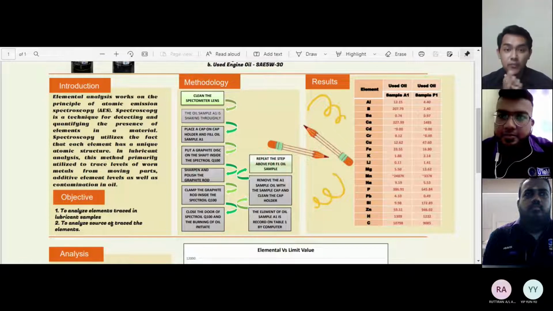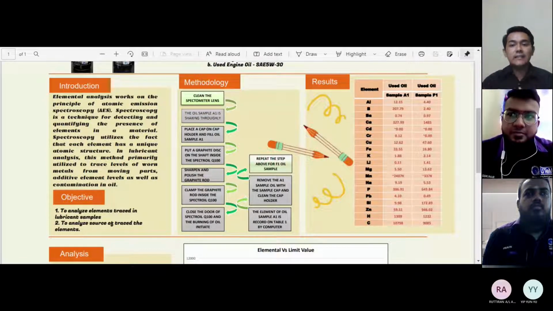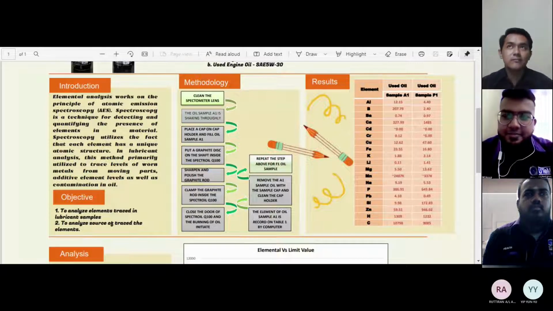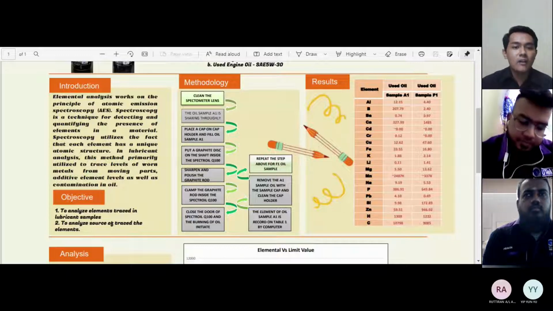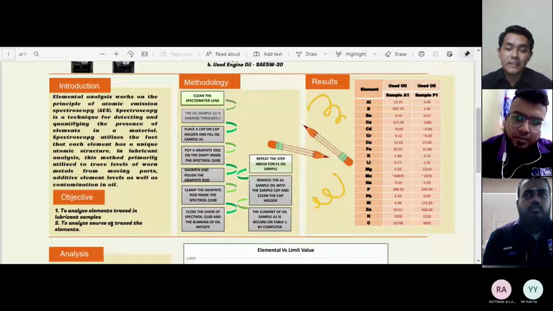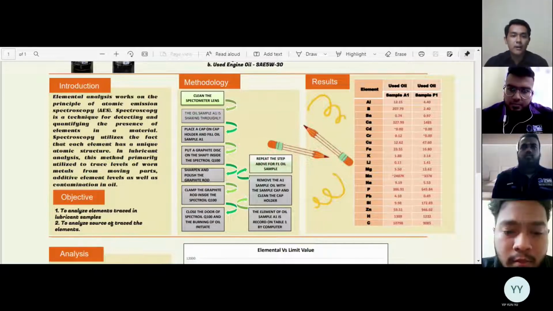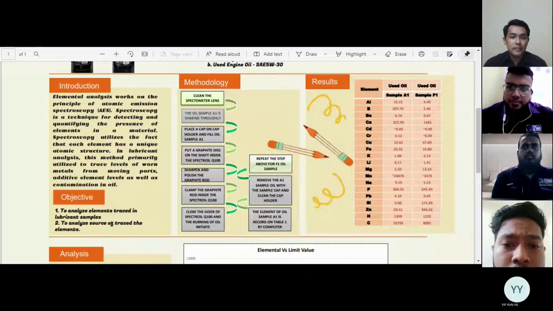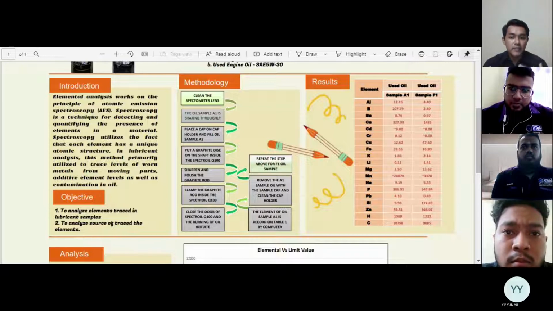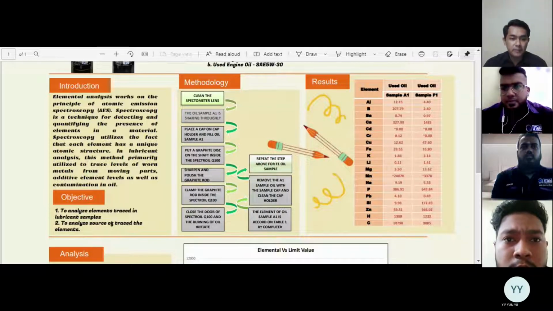Before we start the experiment, we must clean the spectrometer lens to make sure it is clear from debris or contaminants. The next one is the oil sample A1. We take it and shake it thoroughly to ensure all its elemental contents are distributed evenly throughout the oil. Next, we place the cap on the cap holder and fill it with the oil sample A1, ensuring it is filled to the brim.